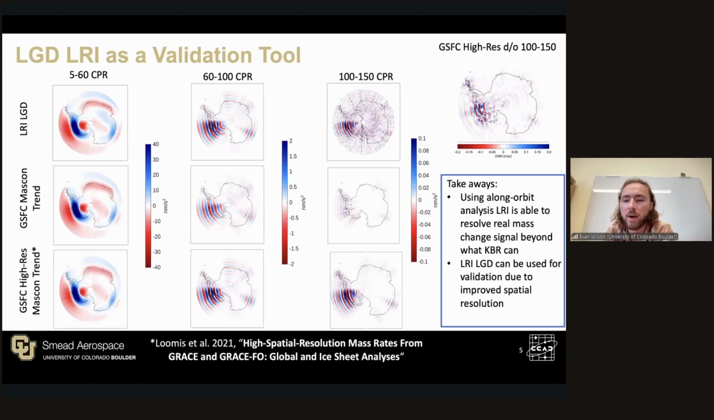And so some takeaways: using a long orbit analysis, we can clearly see the LRI is able to resolve real mass change signals beyond what the KBR can. And because of that high spatial resolution, due to the long orbit analysis, which minimizes the impact of temporal aliasing, we can use LRI-LGD as a validation tool due to its improved spatial resolution.